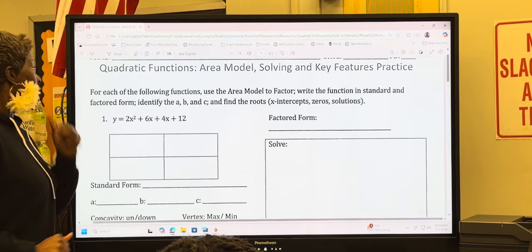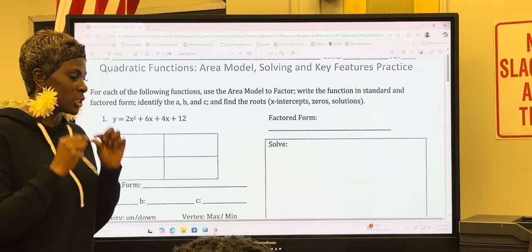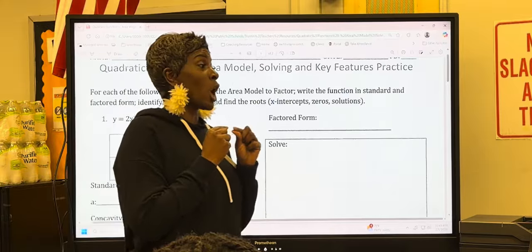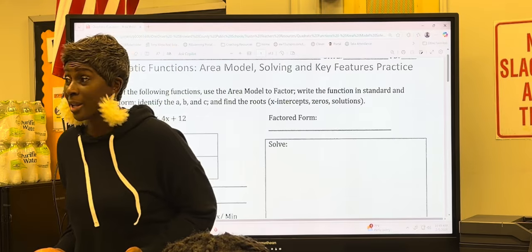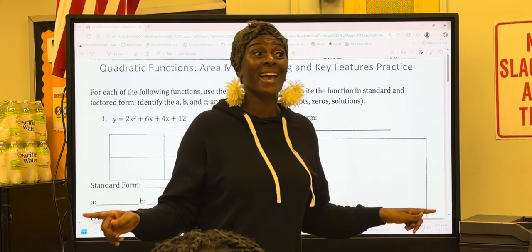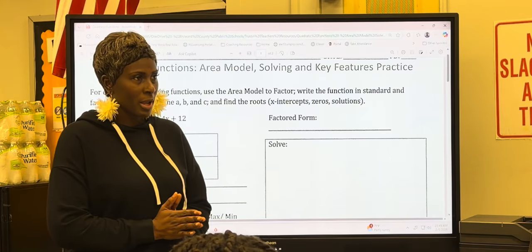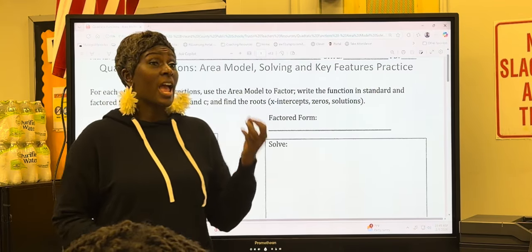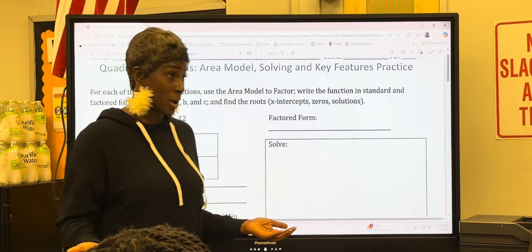All right. So what are we doing today? We've got a short period. Today we are going to solve these quadratic functions. And how do we know they're quadratic? Because the highest exponent is a 2. We are going to solve them algebraically, and then check our solutions graphically to see that we did it right. Are you guys with me?